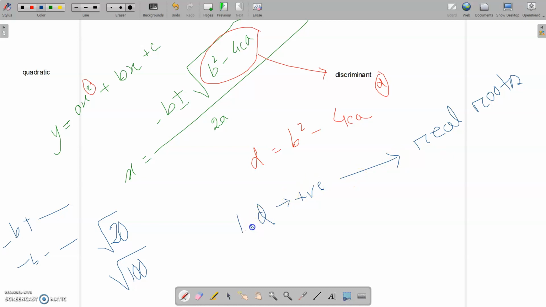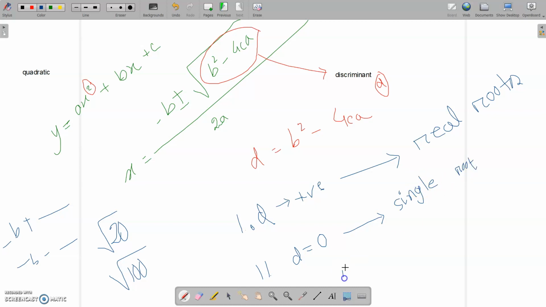Now if d is equal to 0, if this whole portion is 0, then root over 0 is equal to 0. So I will have only one root. There is no plus minus, there is nothing. So I have a single root from this equation.